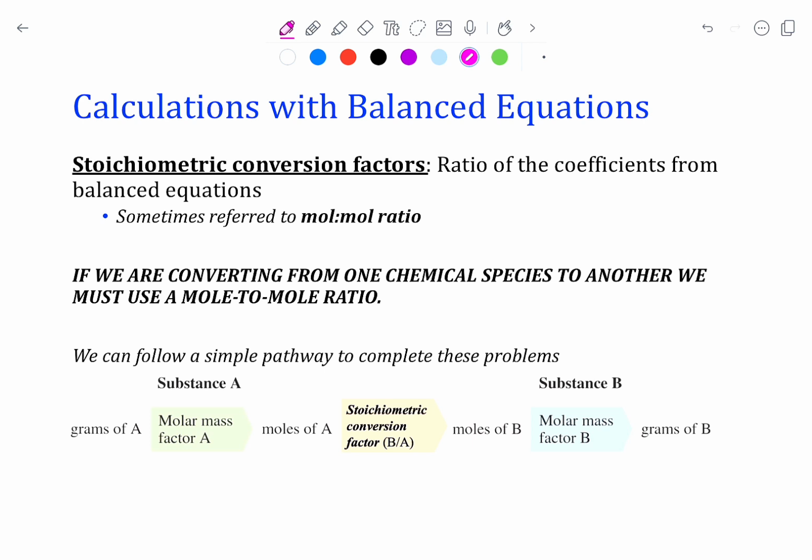We can follow a simple pathway to complete these types of problems. We have our grams of substance A that we can convert to moles of A, which we know how to do. We've done that before. We just use our molar mass. In order to convert from moles of A to moles of B, that is when we have to use our stoichiometric conversion factor, or our mole-to-mole ratio. We sometimes see this as the heart of the problem, because there's no other way to go from one side to the other without going through the heart. So once we have moles of B, we can then convert it to grams of B using our molar mass.